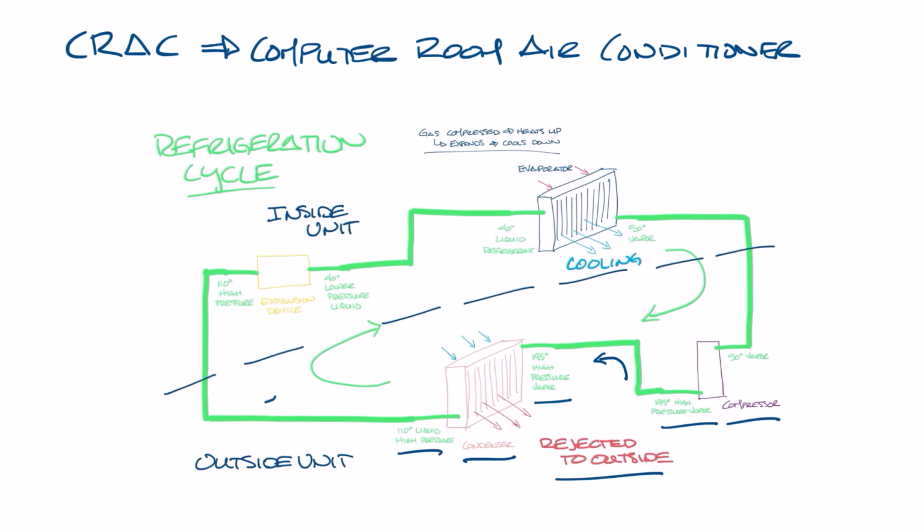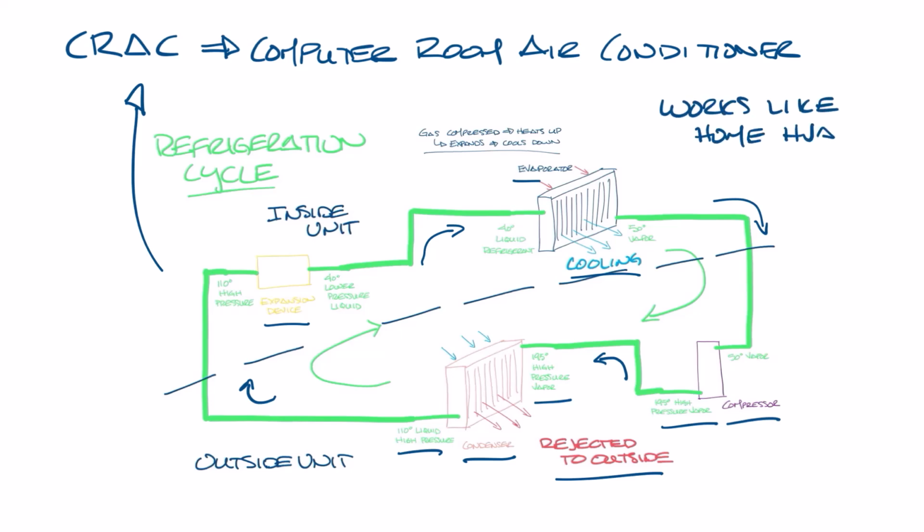From here, the cooler liquid refrigerant goes to an expansion device where it becomes a cold, lower pressure liquid, which is sent to the evaporator. Here, a fan blows air over the cold refrigerant liquid, which cools the air that is sent into the computer room to cool the equipment. This is essentially a CRAC unit. It works much like your HVAC system at home. But CRAC units look different than you'd see on your house or even commercial units.